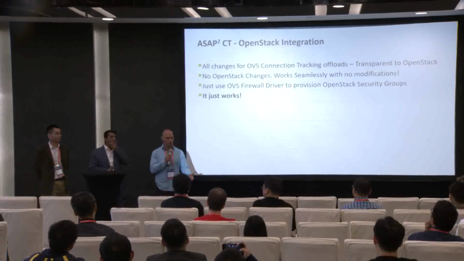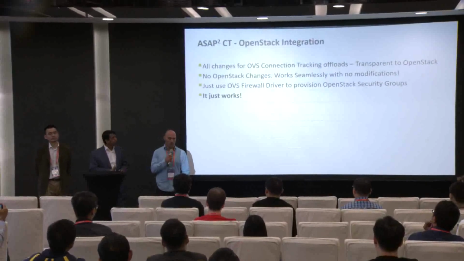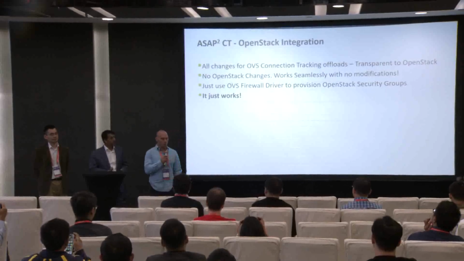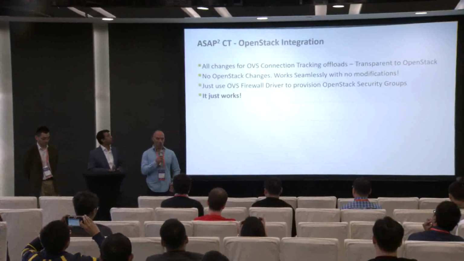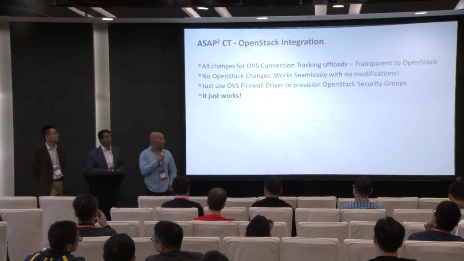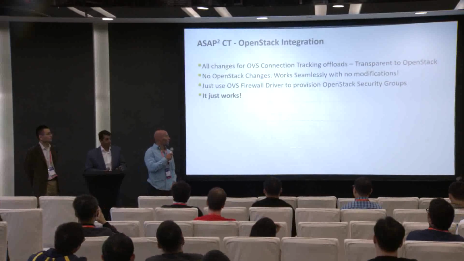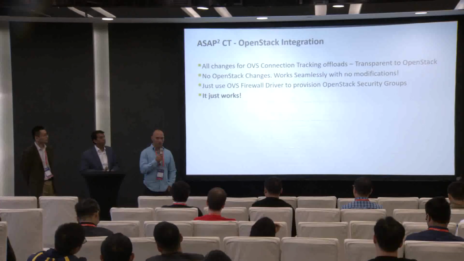The OVS offloads is upstream. Mellanox is a big believer in upstream development for the Linux community and also for OVS and OpenStack. So at the moment that we started working on connection tracking, all the infrastructure was in place for adding the connection tracking. So actually, for OpenStack, you just have to enable security groups, and it works.